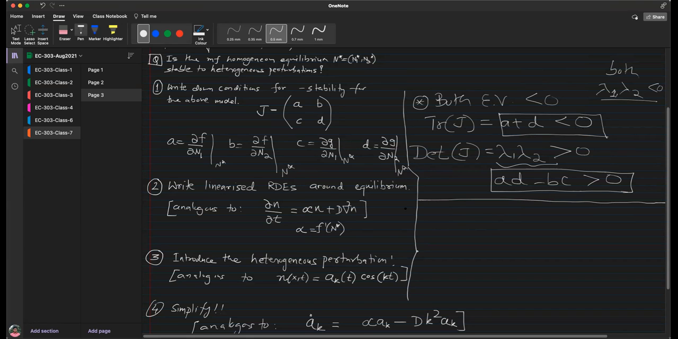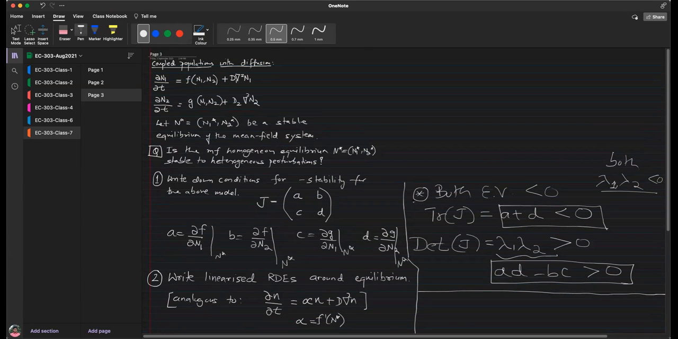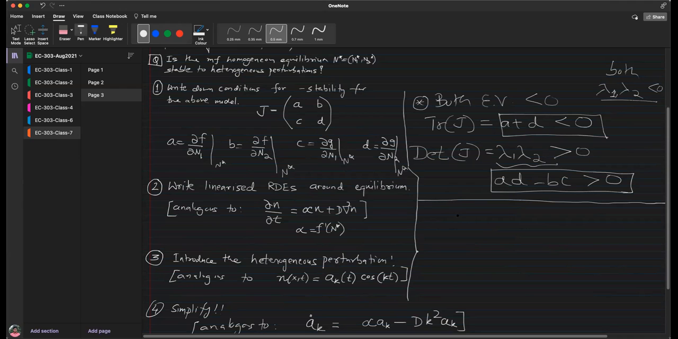Okay. So second step, would you like me to derive this, or shall I just write the final answer? So what you need to do now is, remember that we have now 2 equations, right? N1 and N2. So you now need to write down the perturbation in the following form. N1 is equal to N1 star, a homogeneous equilibrium, plus the perturbation which depends on space and time.